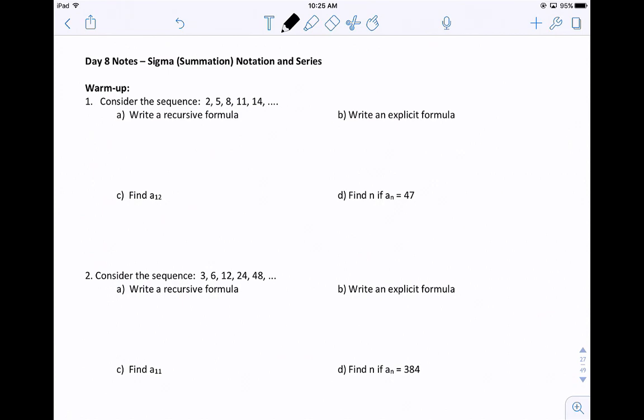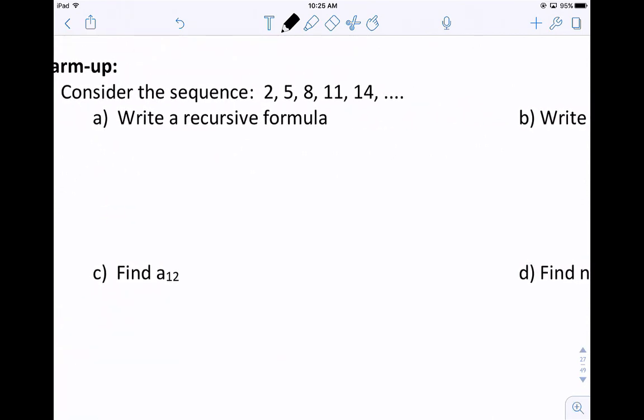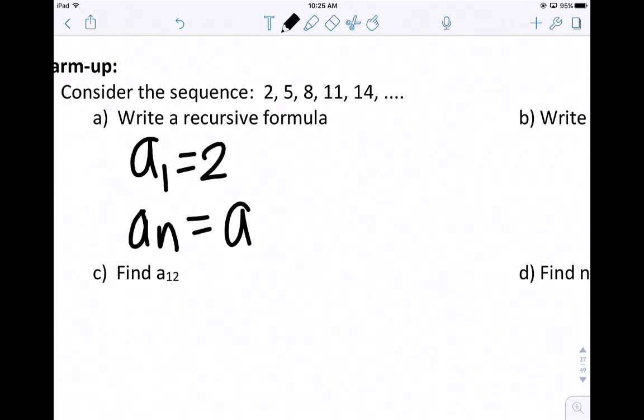So first thing we have to figure out, is it arithmetic? Is it geometric? What do we got? If you don't know, take one number, subtract the one before, or divide and see what's happening every time. So if we take a look at this one, you can see it's going up by 3. This is arithmetic. Here's the recursive formula. The first term is 2. To find any term after that, we take the term before it, and we're going to add 3 to that.